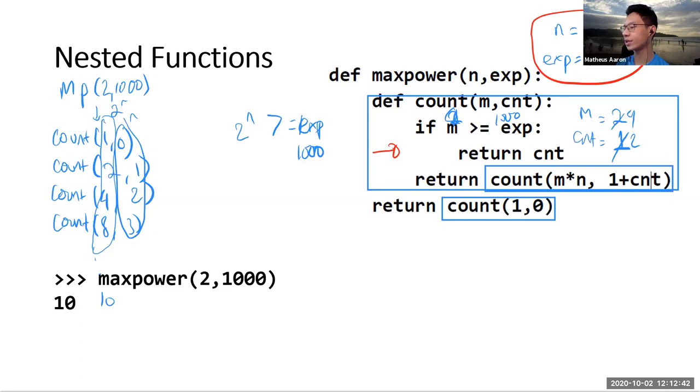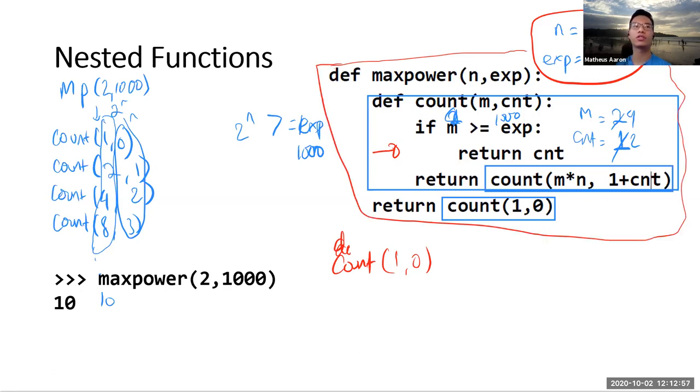Nested functions cannot be accessed from the outside, so you cannot really do a call count here. Count is actually very exclusive inside this max power function. So I think that's what differentiates a nested function from a normal function: first, in a nested function, you get to use the variables that are defined inside the function. And you cannot call the function outside, which sometimes you want to do.